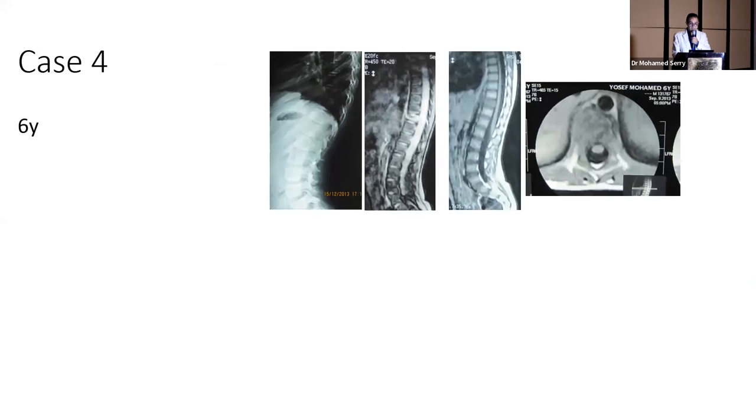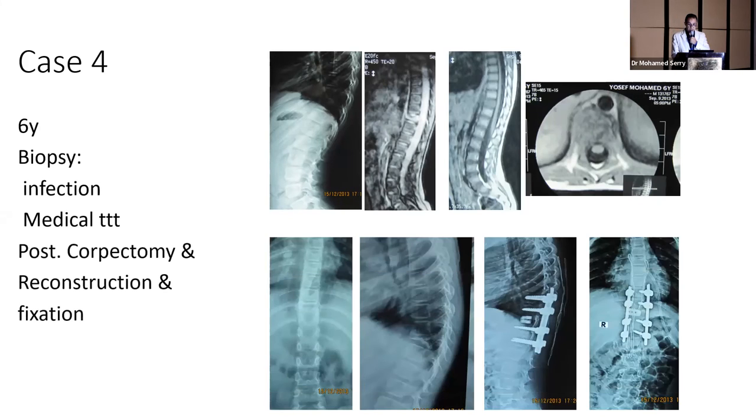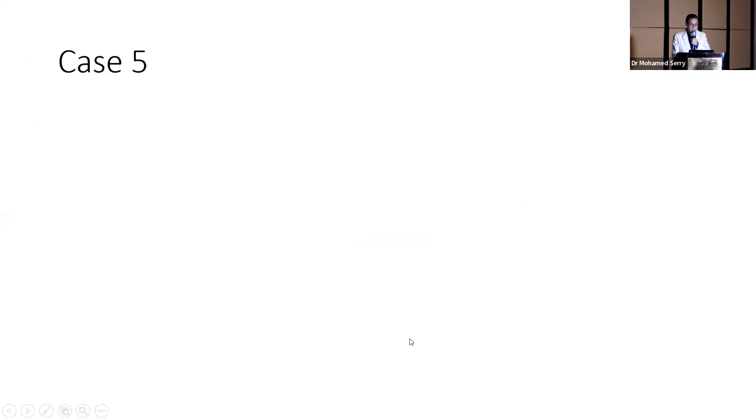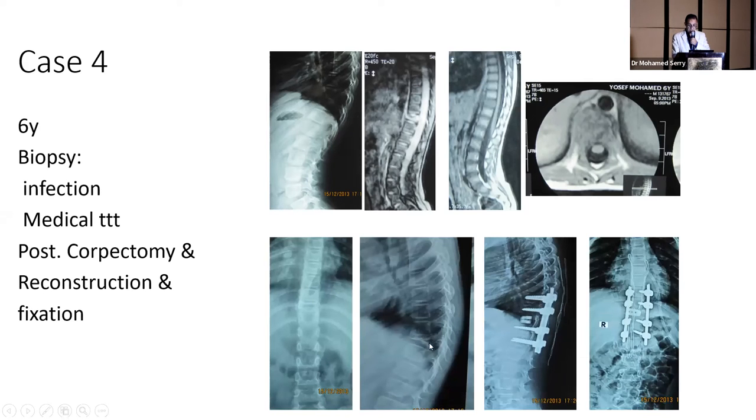Another case of vertebra plana. This shows the importance of biopsy in these cases, because not all cases of eosinophilic granuloma are surgically treated, so you have to know the pathology by doing percutaneous biopsy. Also, some cases may be infection, like this case with destruction of the vertebral body with paraspinal extension. Biopsy was done: infection. Medical treatment, but with deformity, treated by correction, stabilization and fixation.